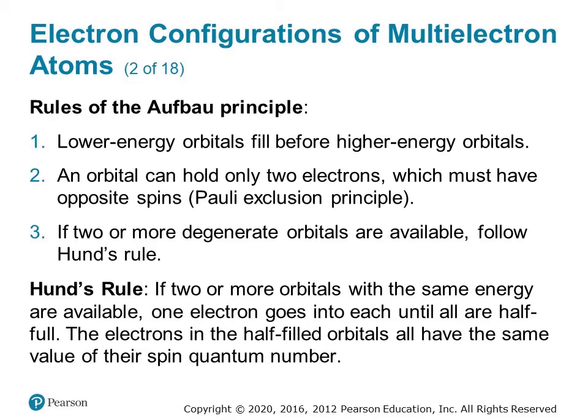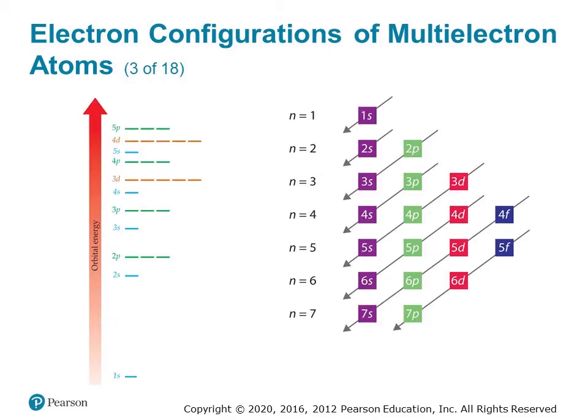Lower energy orbitals are filled up before higher energy ones, but each orbital can hold only up to 2 electrons. Any electrons in the same orbital must have opposite spins. And if 2 or more degenerate orbitals are available to be filled, we follow Hund's rule, that we add 1 electron to each degenerate orbital until all are half full. Electrons in half-filled orbitals all have the same value of their spin quantum number, which is going to be positive 1/2 or spin up.